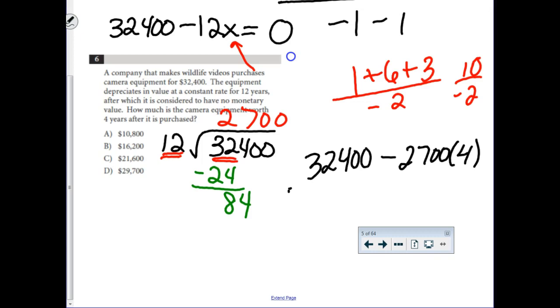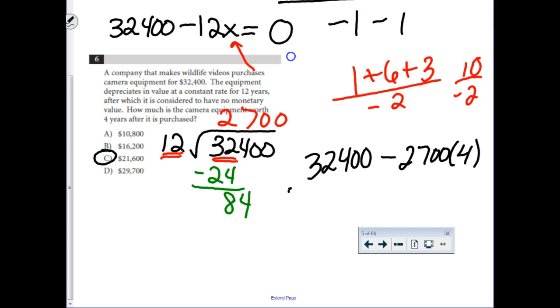Can we just do a little rounding game for a minute? Can we pretend that's 3,000? 3,000 times 4 would be like 12,000. So if I took 32,000-ish, subtracted 12,000-ish, we're at like 20,000-ish. So there's only one answer there that's 20,000-ish.